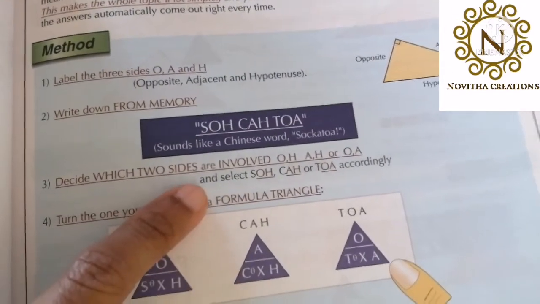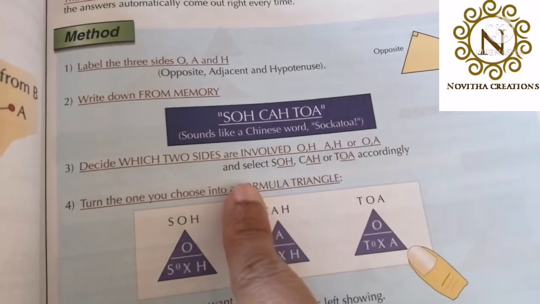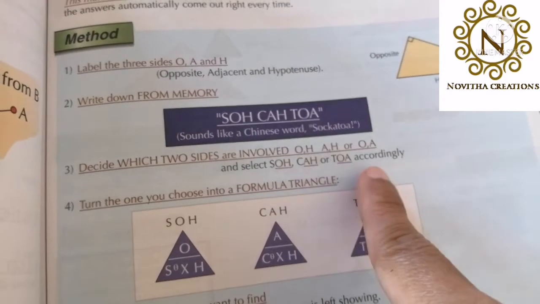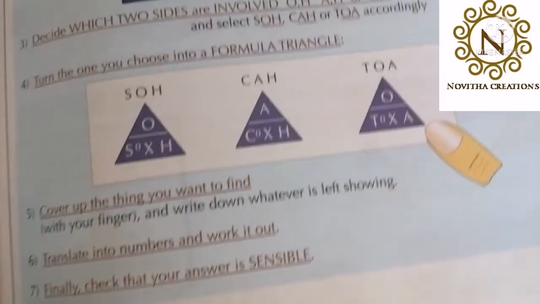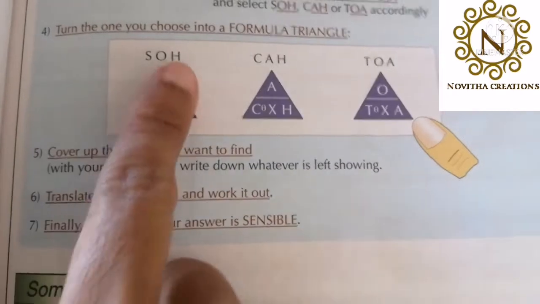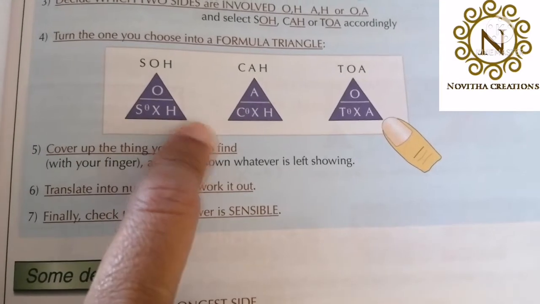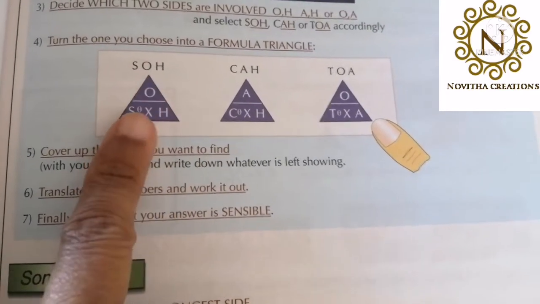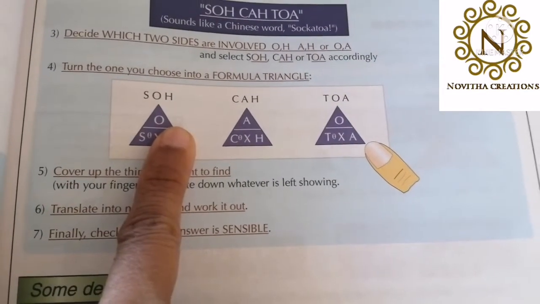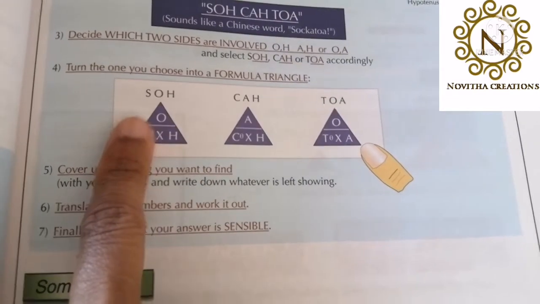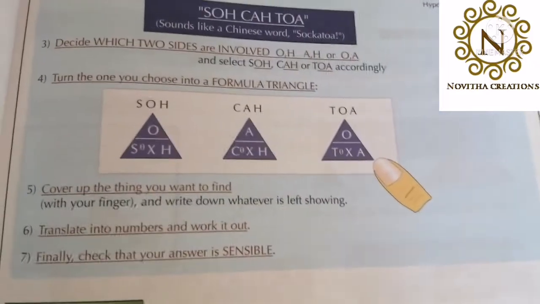Decide which two sides are involved, OH, AH or OA, and select SOH, CAH, TOA depending on your question. Turn the one you choose into a formula triangle. So you can remember this triangle SOH. If you need to find H, then the formula will be this one. If you need to find O, then the formula will be like this.